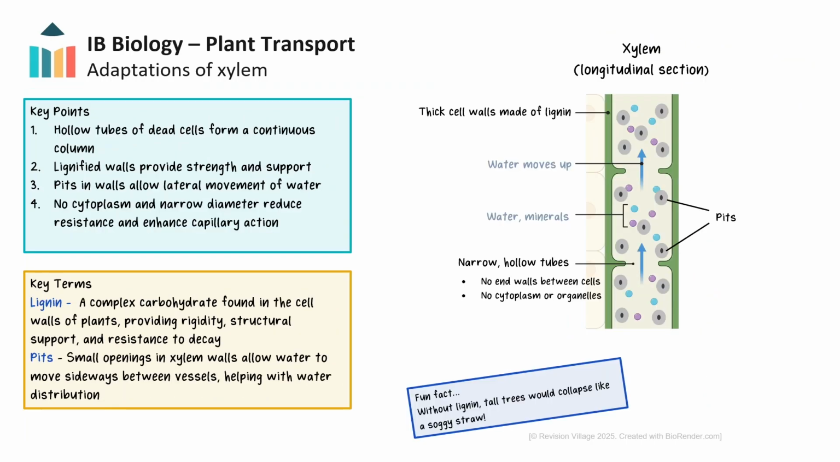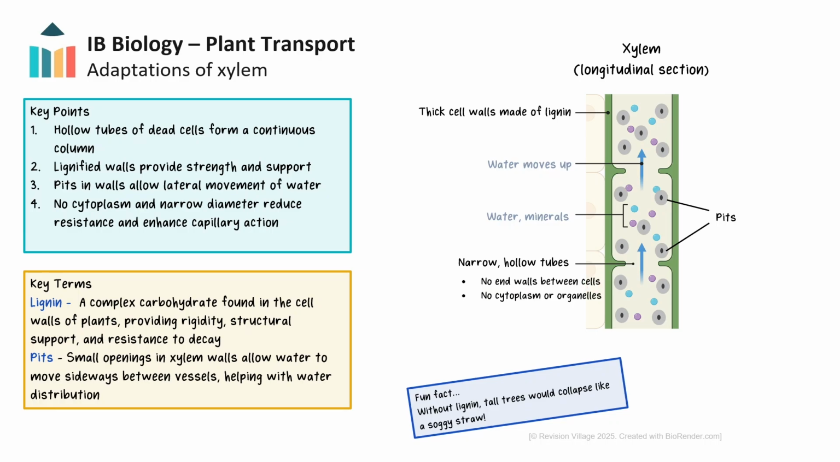Xylem vessels are highly specialized structures in plants that are perfectly adapted for efficient water and mineral transport from the roots to the leaves. The cells form long hollow tubes made from a series of dead cells called vessel elements, which have no end walls.